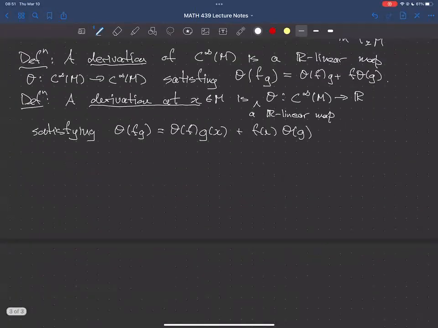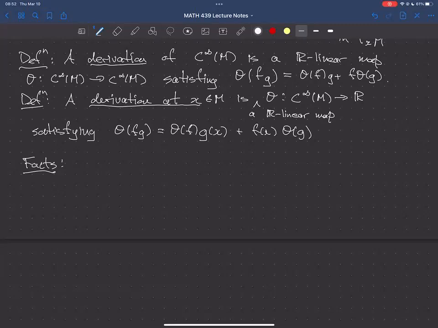Okay, so why do I introduce these concepts? I introduce these concepts because they give me alternative ways of talking about tangent vectors. These concepts of derivation give me alternative ways of defining a tangent vector, and alternative ways of defining a vector field.